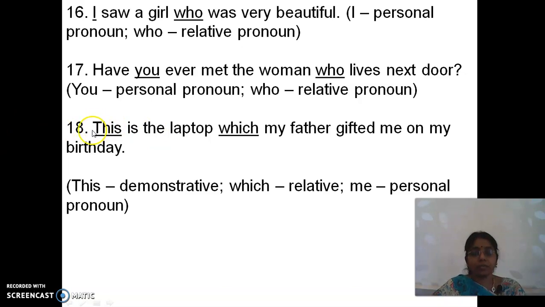So children, 18 questions I asked, 18 answers I displayed for you. For example, 1 mark I told you to assign for each and every pronoun, and for each and every identification of that type of pronoun you have to allot 1 mark. Right? If you are identifying this, then it carries 1 mark. If you are identifying demonstrative, then it carries another 1 mark. So for this itself, you will get 2, 2 and 2. 6 marks.